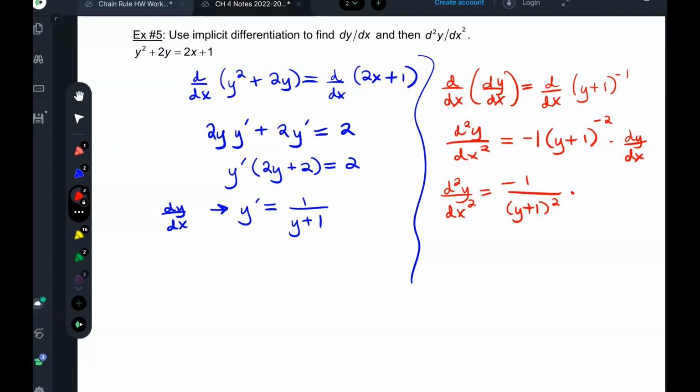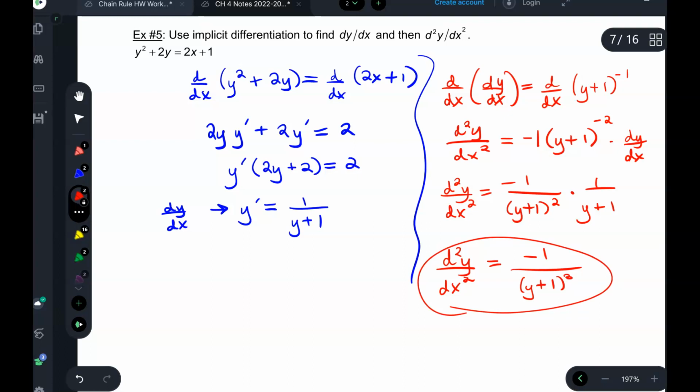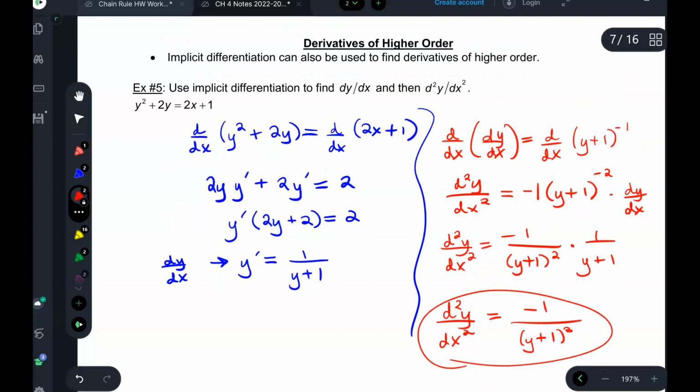Okay, now I'm not done. We're not done because what was dy dx originally equal to? 1 over y plus 1. So that means my second derivative is going to be negative 1 over y plus 1 to the third. Now we're done.